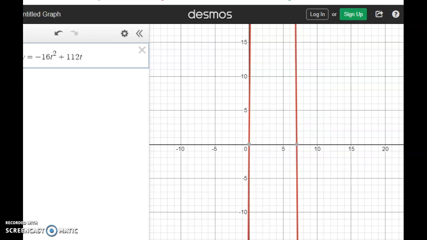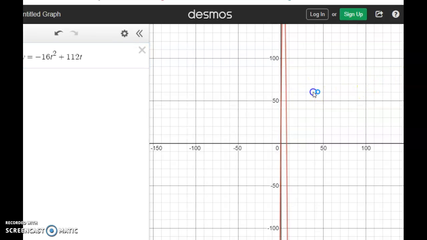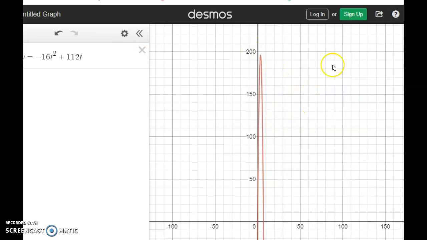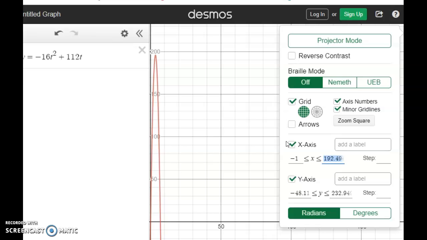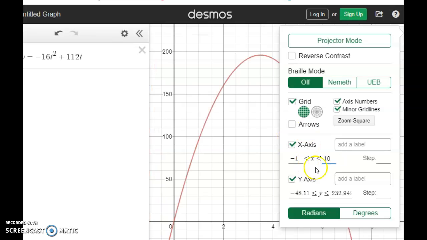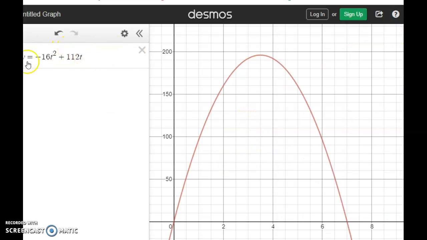You need to zoom out. There's a button to the right here where I can zoom out. Now, unfortunately, it makes this graph really skinny, so I can change my settings. I make my y really large, but my x-axis not that large, so maybe go from -1 to 10. There we go. Now my graph looks a lot prettier.